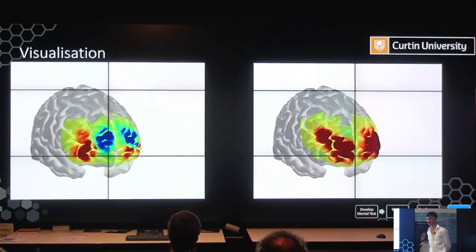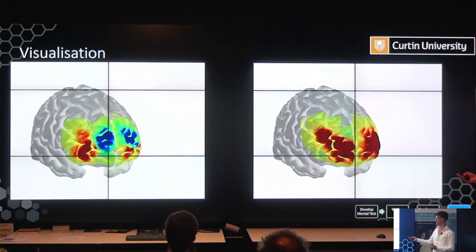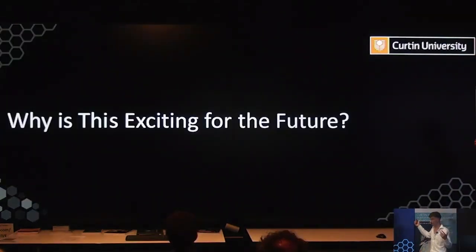It allows us to do a few things. Without necessarily diving into too many numbers, once we've developed this system, we can look at brain activity on the surface level like this, just at quite a low level, which I think is really good. It's nice to be able to see things sometimes. But that begs the question: why is this exciting for the future? What's the point of all this?